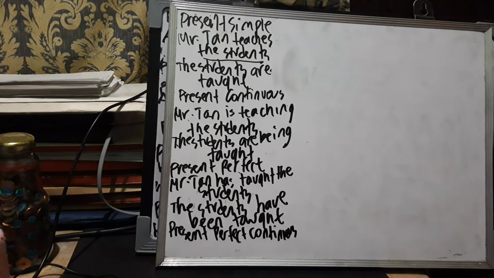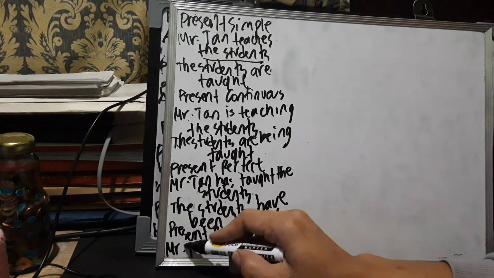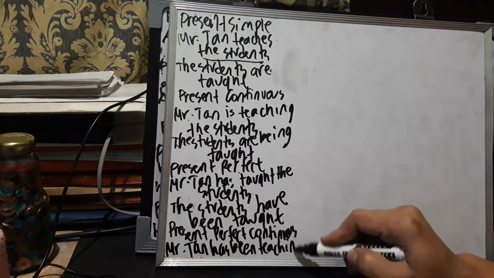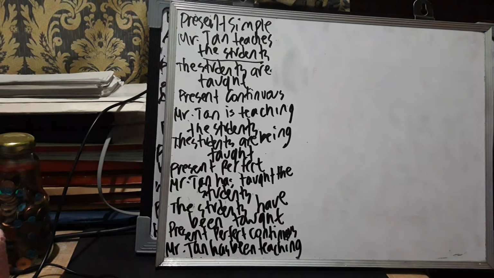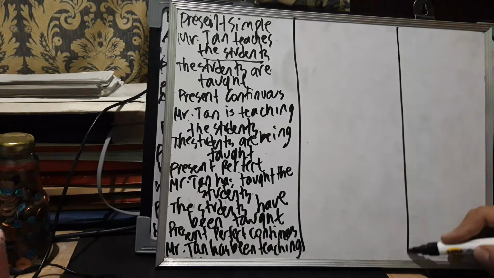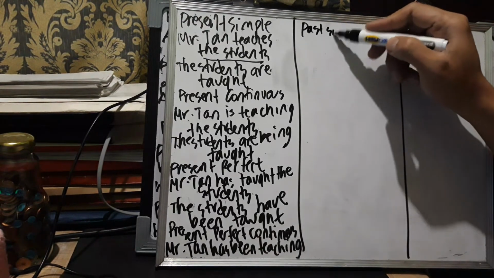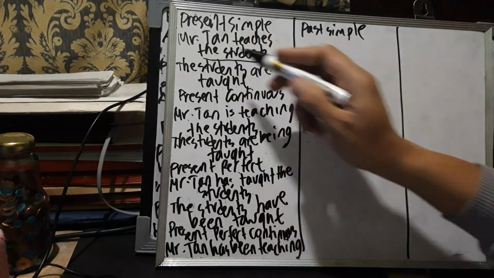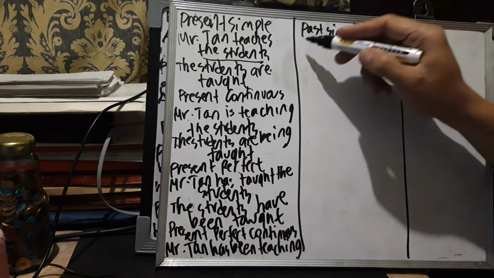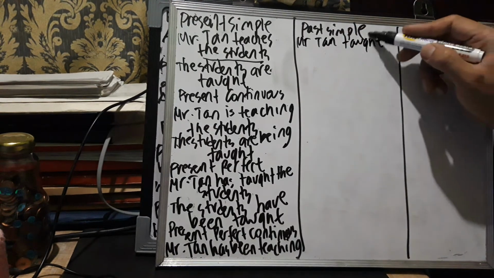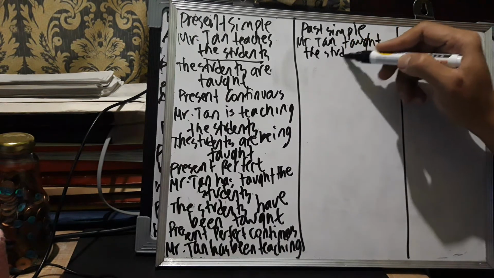Active, right? So how do we say that? Mr. Tan has been teaching the students, and we don't have the passive form. So now let's change this one into past simple. So for past simple, what is the pattern? We have to use the main verb in its past form. So Mr. Tan teaches the students, to change that into past simple, it becomes, for the active, Mr. Tan taught the students.